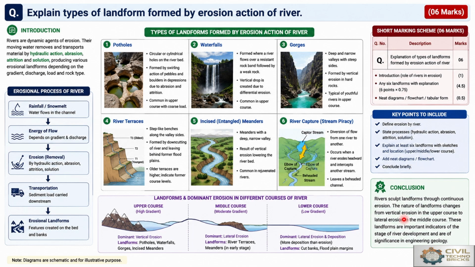So what is the concluding remark? The rivers sculpt landforms through continuous erosion.